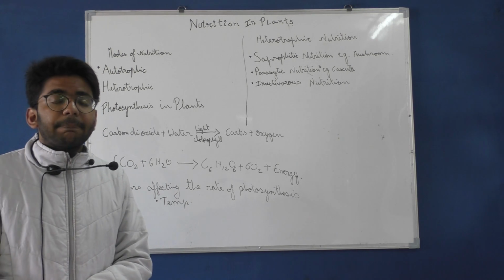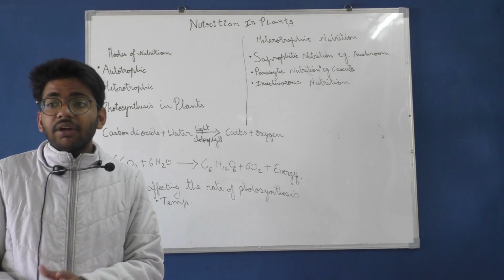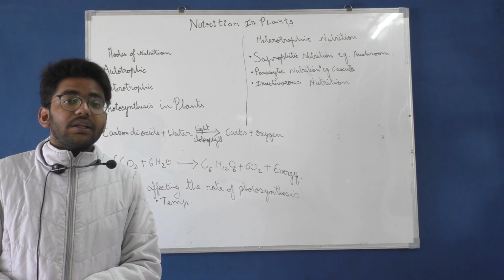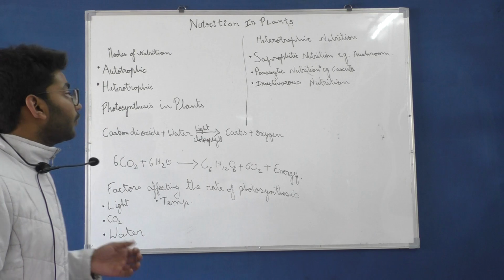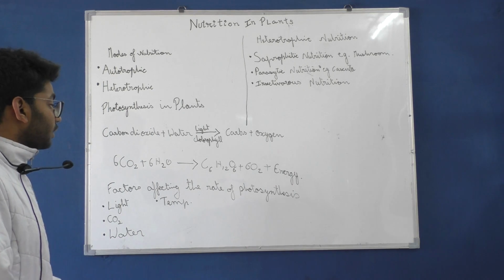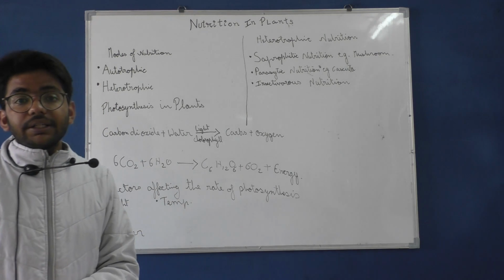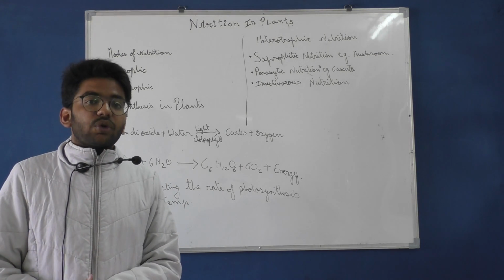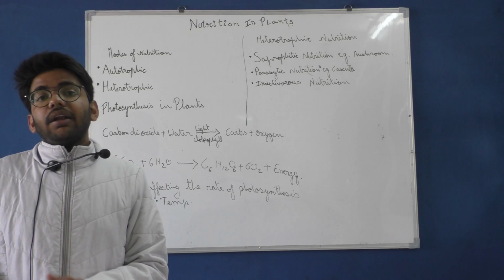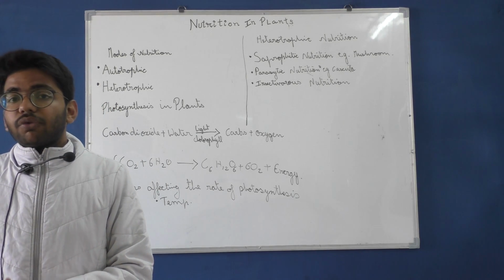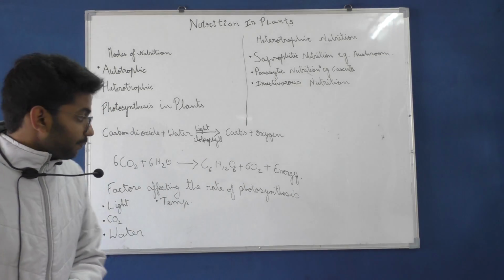If I give a decreased amount of water to a plant, then the rate of photosynthesis is going to decrease. Now temperature. If I increase the temperature, then the rate of photosynthesis is going to increase, and if I decrease the temperature, then the rate of photosynthesis is going to decrease.